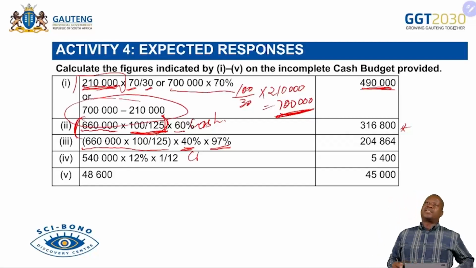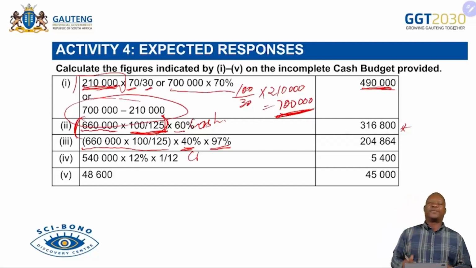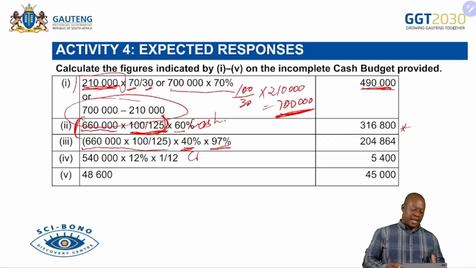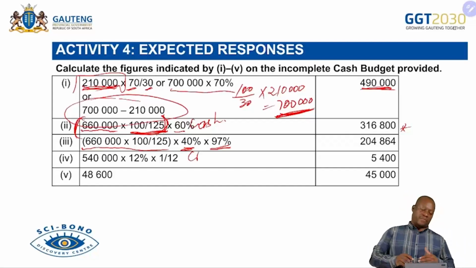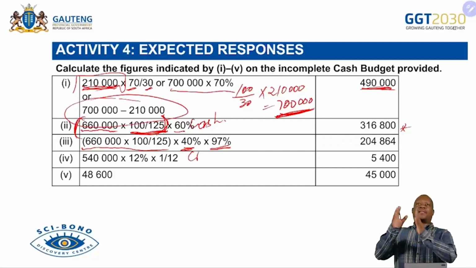Number 4 was just the interest on loan, which you guys did on your own and you did very well. 12% of 540,000 for 1 month. That's why we are getting 5,400. I know the only mistake that I can expect from that is where someone is just finding 12% and forgetting that 12% is for the whole year. And we are dealing with per month.